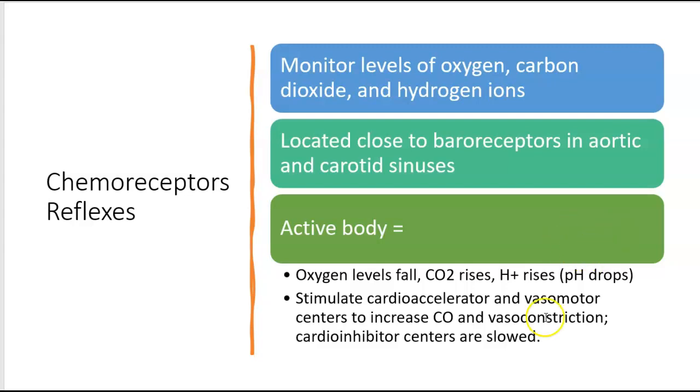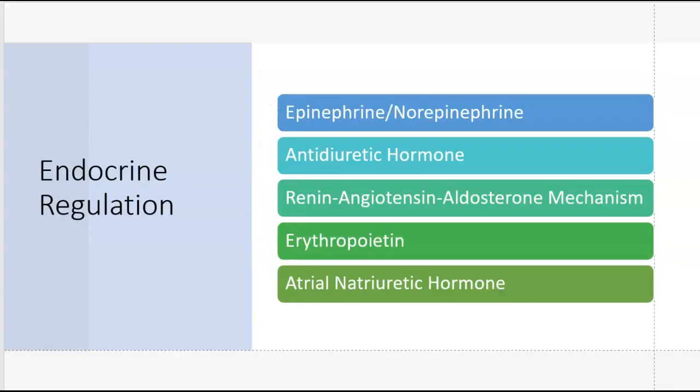These things are going to stimulate the cardioaccelerator and the vasomotor centers to increase your cardiac output and to cause vasoconstriction of the arteries. And then the cardioinhibitor centers are also slowed to keep your blood pressure at the level that it should be. So those are the nervous system regulations. The blood pressure is also going to be controlled by endocrine regulation, and not just blood pressure, but all in your arteries and your veins.